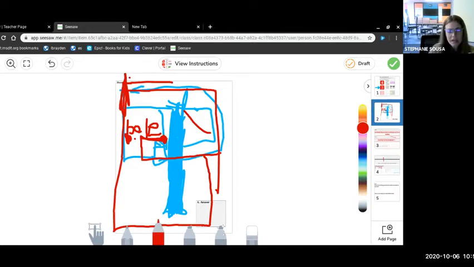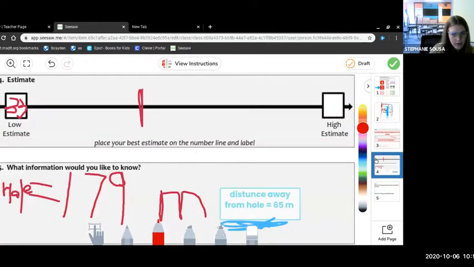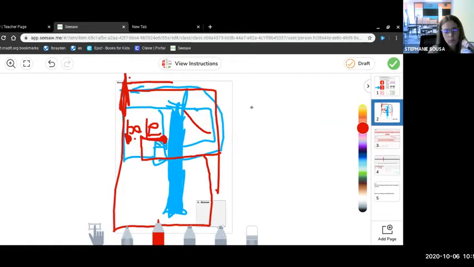Okay, so let's go to slide 4. It looks like slide 4 on yours. Okay, so right there, that's the information that we need to label. The hole was 179 meters. The distance from the hole was 65 meters. So when we're solving with math, we know that we're going to be using those numbers in some way. So go back to your map on slide 2, and we need to get these numbers in here somewhere.